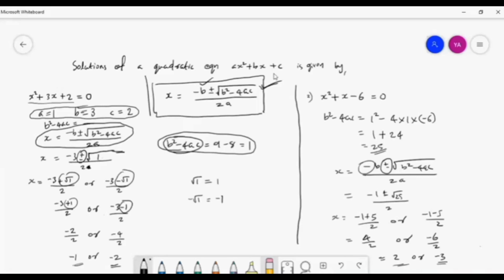Okay. In the next lesson, we will discuss how the nature of the roots depends on the value of B square minus 4AC. So when will there be two solutions? When will there be one solution? When will there be no solution, etc.? We will discuss that in the next lesson.